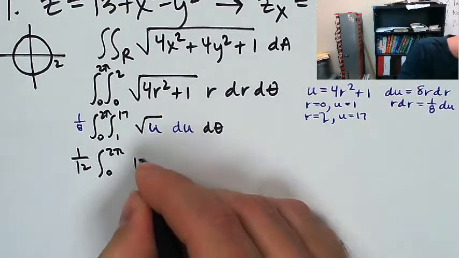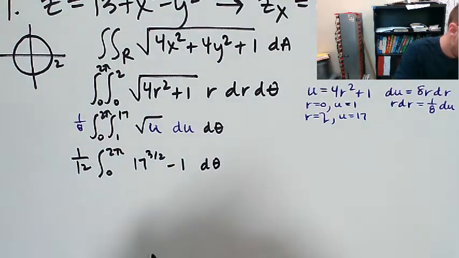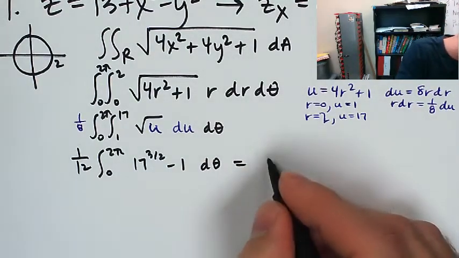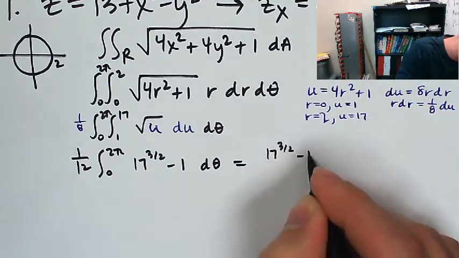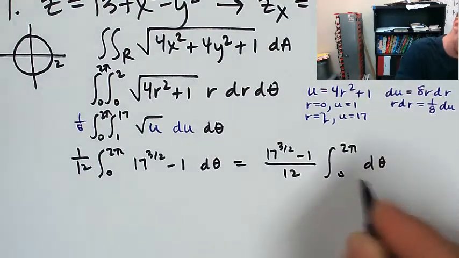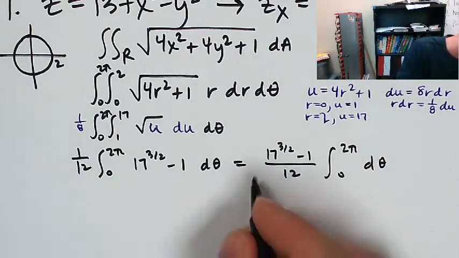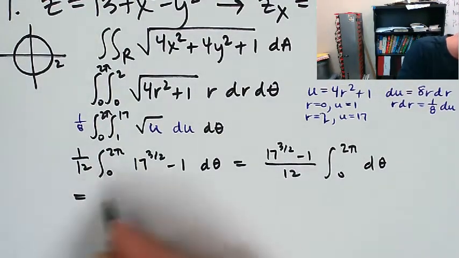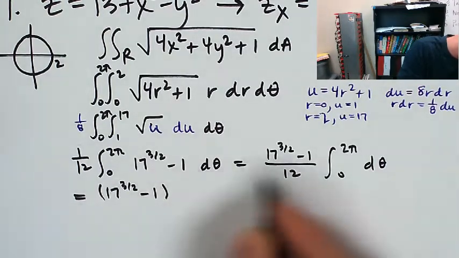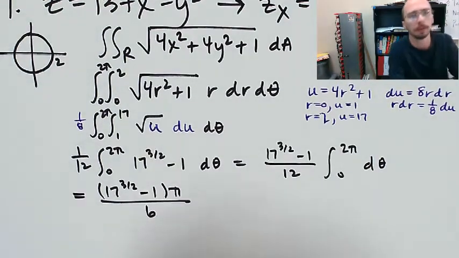So that's 17 to the 3 halves minus 1 to the 3 halves, and we'll integrate that with respect to theta. Well, this is just a constant, so I'm going to factor that out as well. So this is 17 to the 3 halves minus 1 divided by 12 times the integral from 0 to 2 pi of d theta. Okay, that's just going to be theta as theta runs from 0 to 2 pi, so it's going to be 2 pi multiplied by this. So I've got in total 17 to the 3 halves minus 1 times 2 pi, which would be times pi and divided by 6. Okay, and that's going to be my surface area.